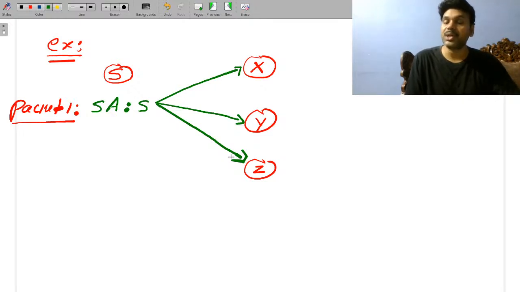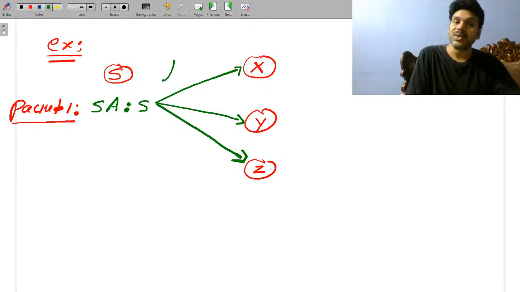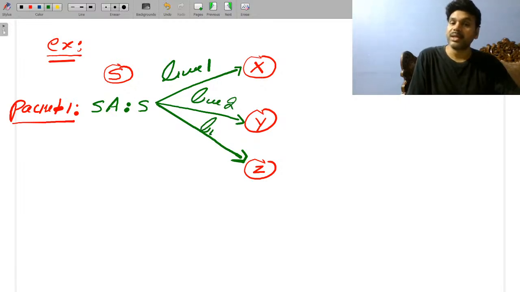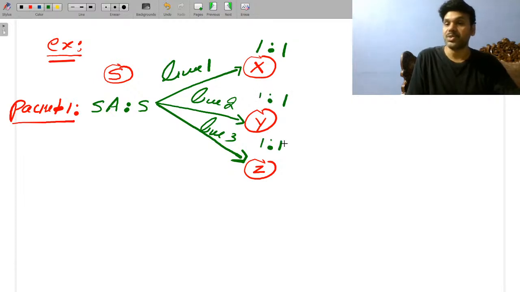Then it is not 1:1. So if you are having different channels, then no problem. If I am having 3 channels, so I say that it's line 1, okay, you can. It's line 2, okay, you can. If it's line 3, yes, you can also. So in all the three, I can say that it is one-to-one transmission.